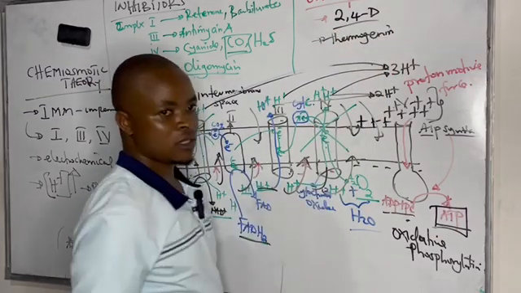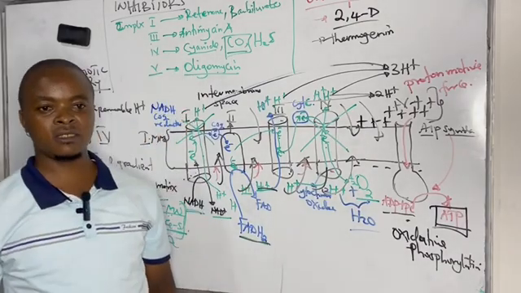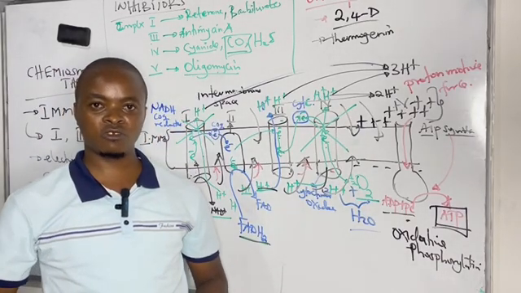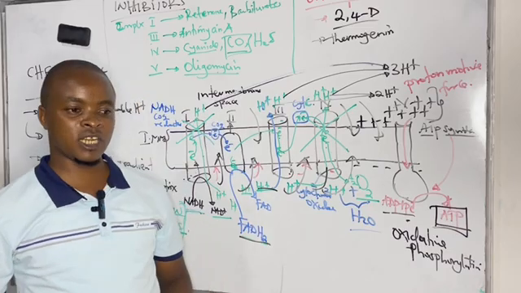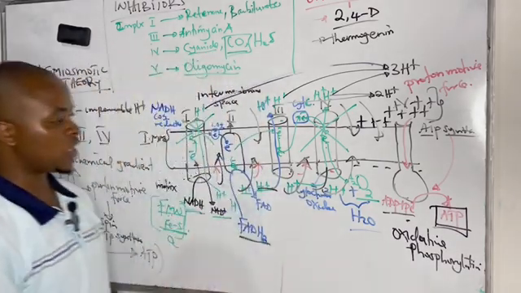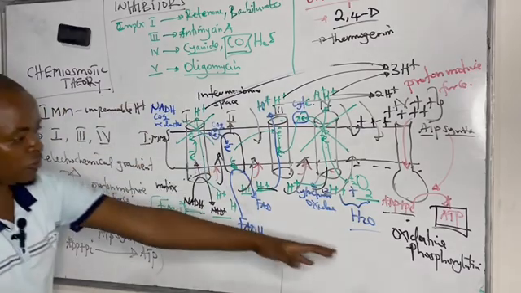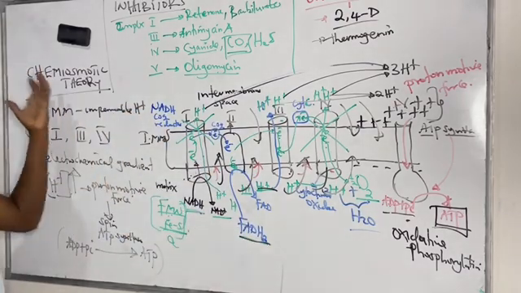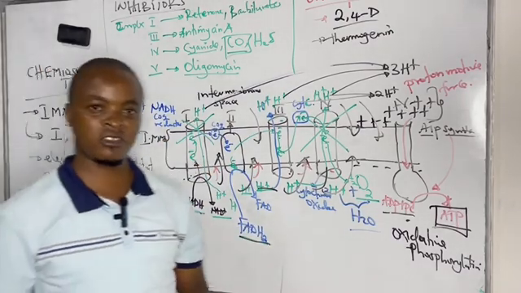uncoupler. So thank you so much for listening to this lesson on the electron transport chain. In this electron transport chain, we have seen different complexes, and we have also explained oxidative phosphorylation by chemiosmotic theory.